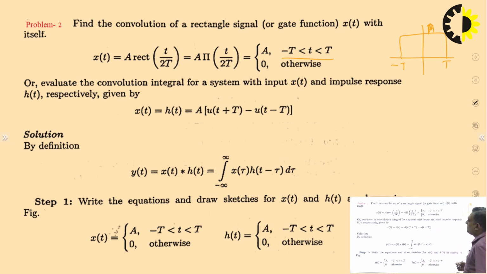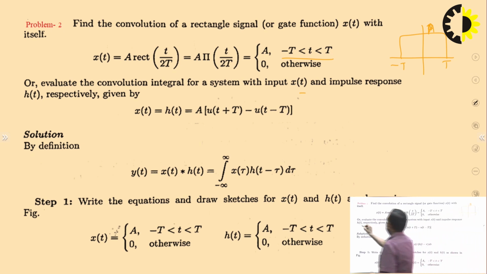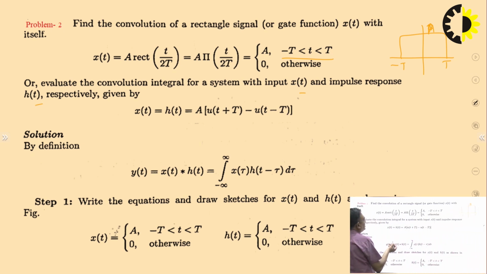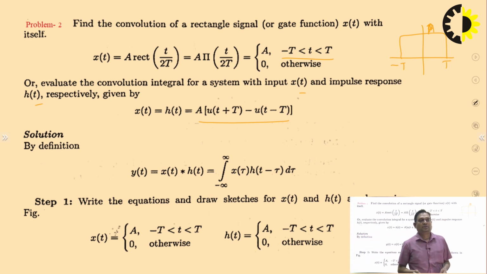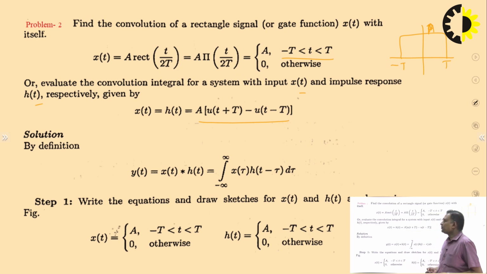The amplitude is A. You can also phrase the question as: find the convolution integral for a system with input x(t) and impulse response h(t), where x(t) equals h(t) equals this signal. This signal can also be written in the form of a gate function, A times u(t plus T) minus u(t minus T). So there are various ways in which this question may be asked. Let us see how we will solve this.